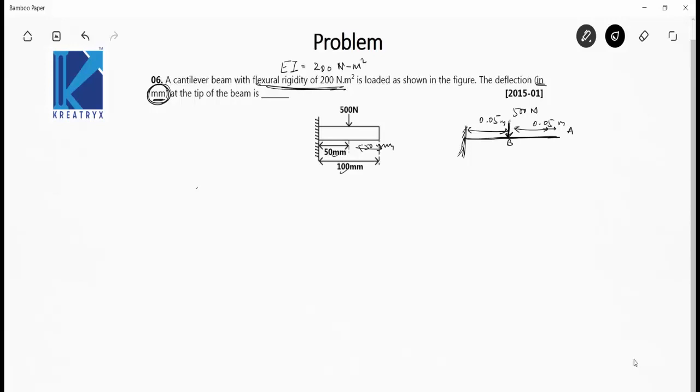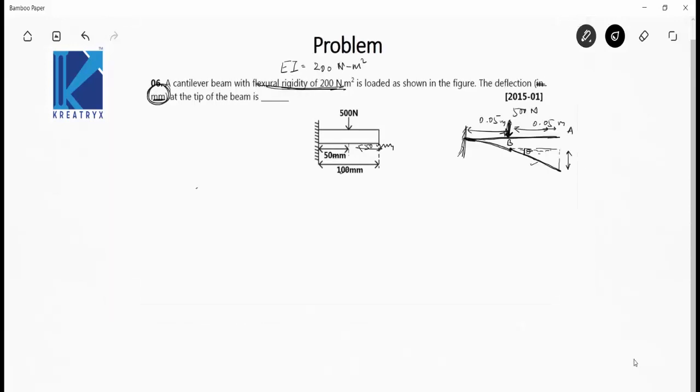When the load is acting at the midpoint, the deflection will be like this, but after this point B, the beam will be a straight line. It is difficult to draw here. This is bending like this, but after point B, as no load is acting in the portion AB, this will be a straight line. This is a curved line, but after B, as no load is acting in this section AB, this will be a straight line. Let this angle be theta, and the deflection be y.